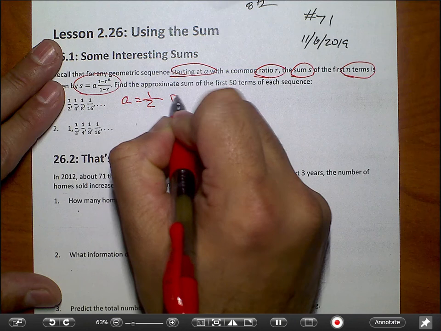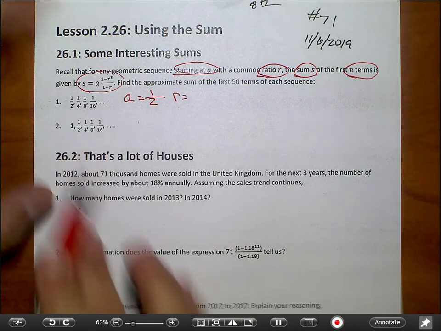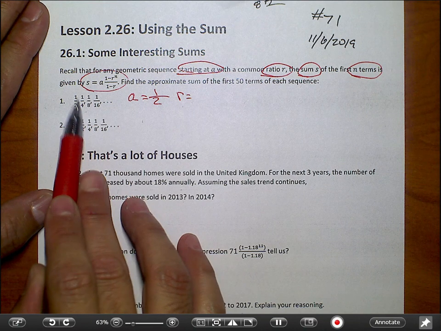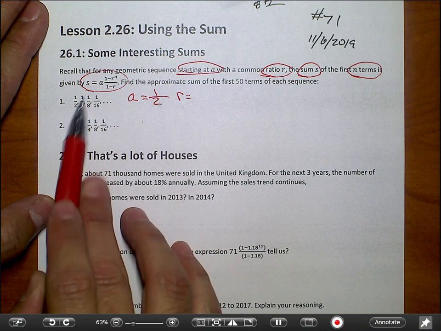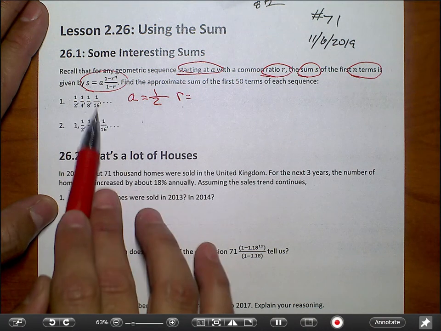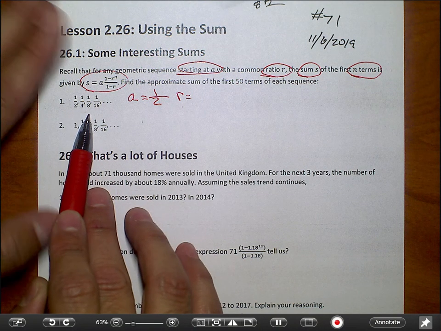R. So R is going to be the rate that it is increasing. It's going to be not by 2, 1/2, because the bottom is multiplied by 2, right? So it's going to multiply by 1/2. So 4 times 2 is 8, times 2 is 16. You notice that? So for it to be only affecting the bottom, it's going to be 1/2.